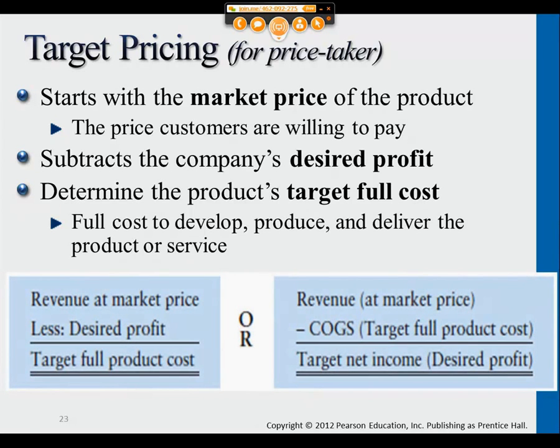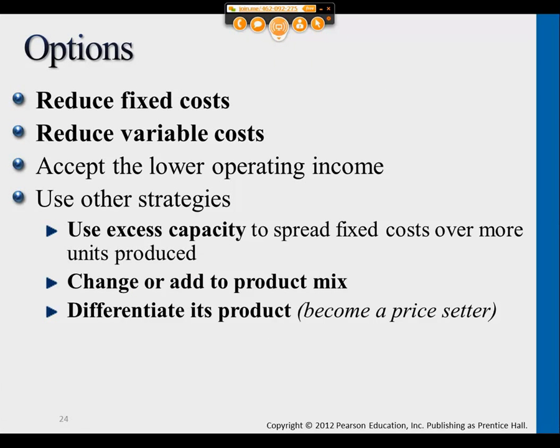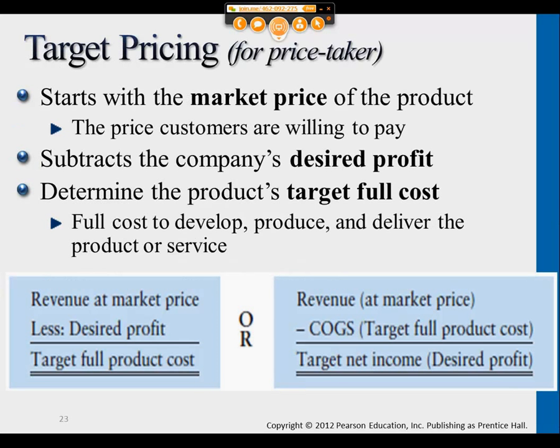So revenue at market price, we subtract desired profit and get the target full product cost. Or very similar, revenue minus cost of goods sold gives target net income. Either one, I gave you two. So the market price here is taken. Yeah, we're price takers.